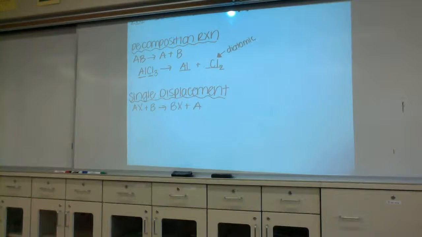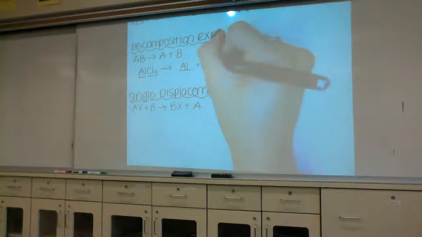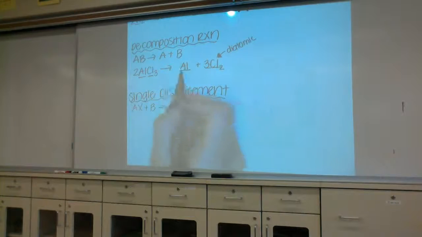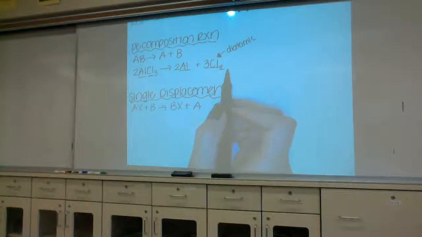So now am I balanced? 1 Al, 1 Al, good. 3 chlorine, 2 chlorine. Nope. So in order to balance this guy, I know that I need to make both of these a multiple of 3. So I'm going to put a 3 in front of this guy. That's going to get me 6 Cl, which means I need to put a 2 here. And then I have 2 Al, so I need to put a 2 here, and now I'm balanced. Okay? So decomposition reaction, you just take the 2 pieces, break them apart, add a diatomic subscript if necessary, but these ones are pretty straightforward.